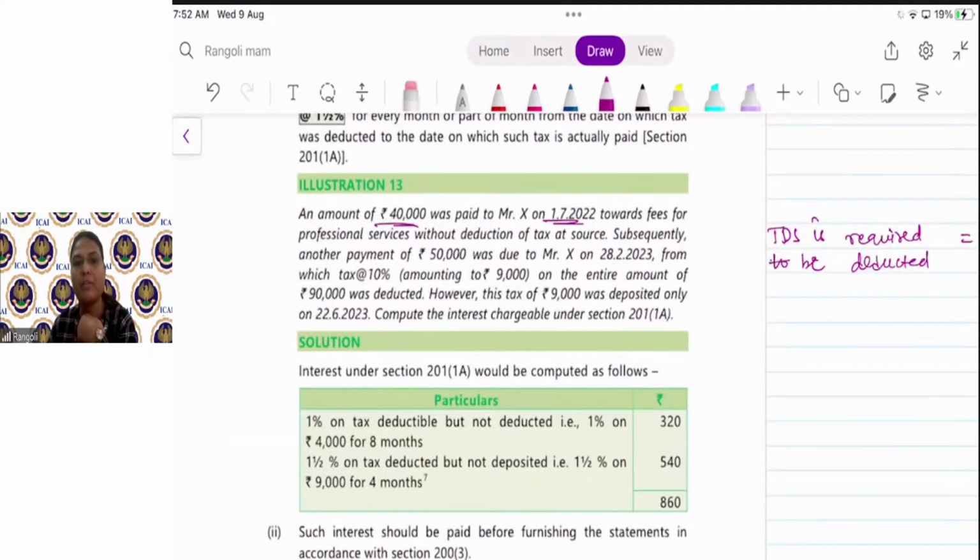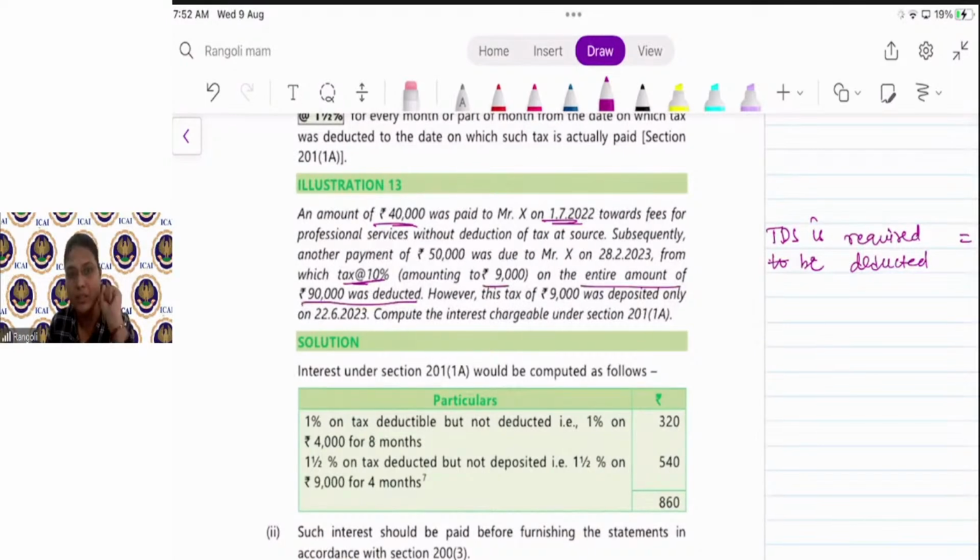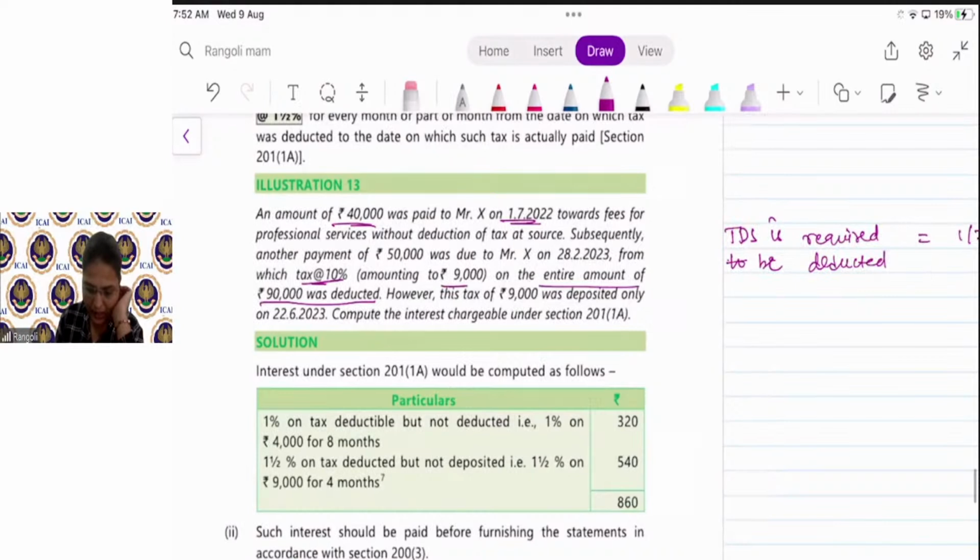Subsequently, another payment of 50,000 was due to Mr. X on 28/2/23. Now for the second payment, the due date was given. That is the credit, right? The credit is earlier? Yes. So in case of the second payment, the 50,000 bill was received on 28th February 23, from which tax at 10% amounting to 9,000 on the entire amount of 90,000 was deducted. See, first payment of 40,000 rupees was made, second 50,000 was due. So total is 90,000.